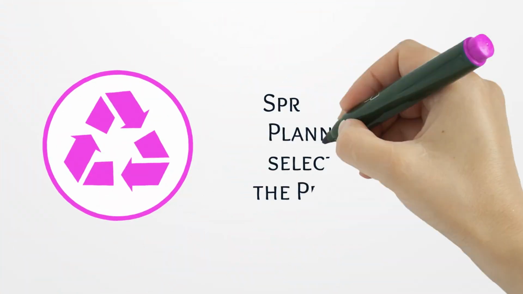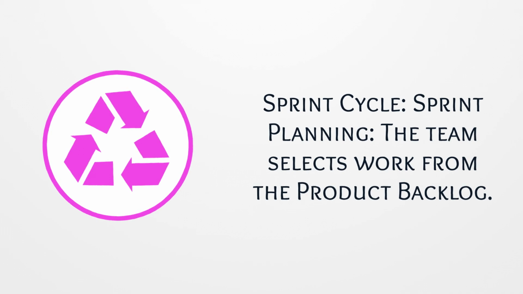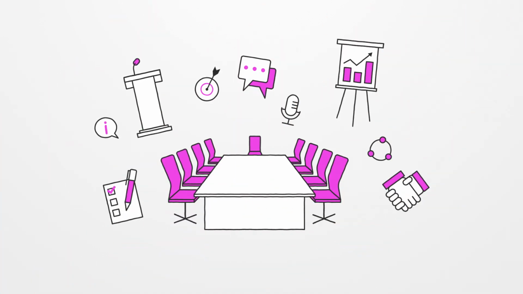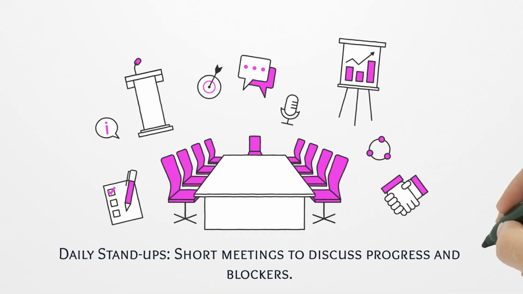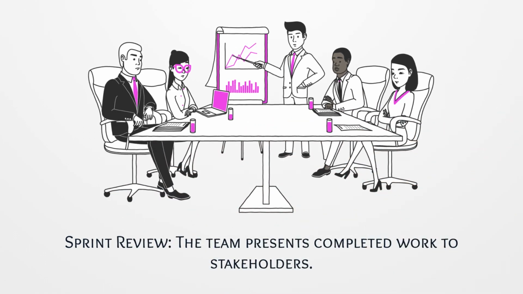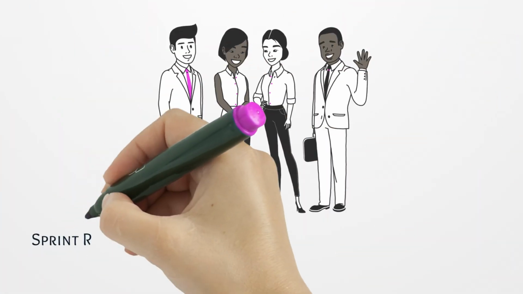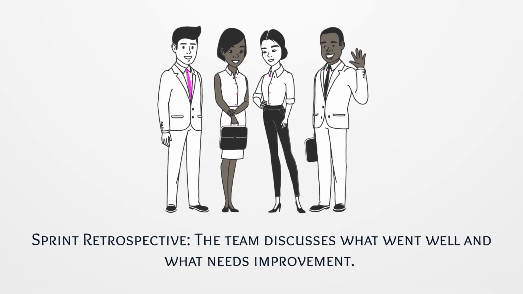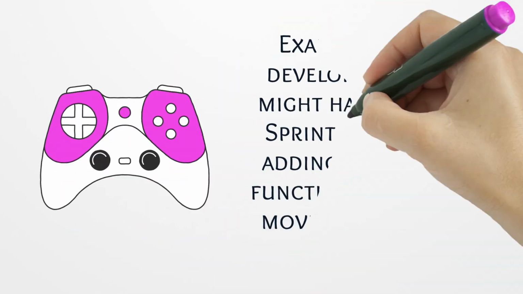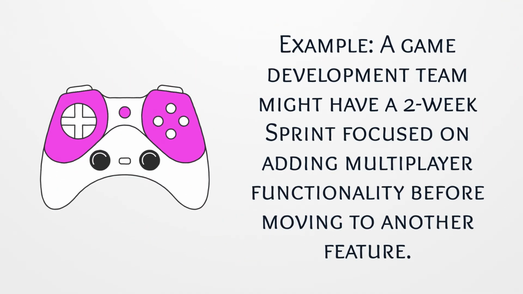Sprint cycle. Sprint planning: the team selects work from the product backlog. Daily stand-ups: short meetings to discuss progress and blockers. Sprint review: the team presents completed work to stakeholders. Sprint retrospective: the team discusses what went well and what needs improvement. Example, a game development team might have a 2-week sprint focused on adding multiplayer functionality before moving to another feature.